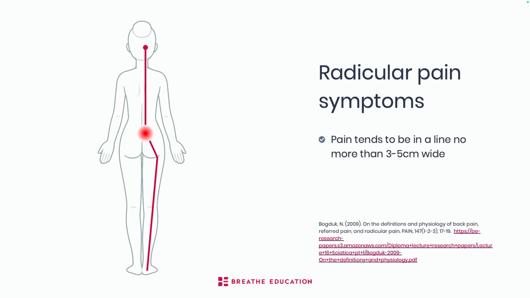With radicular pain, the pain tends to be in a line. Okay, it can feel like a muscle tear, muscle pull. Okay, it tends to be sharp. Lancinating just means sharp, stabbing. Okay, and it tends to be below the knee.